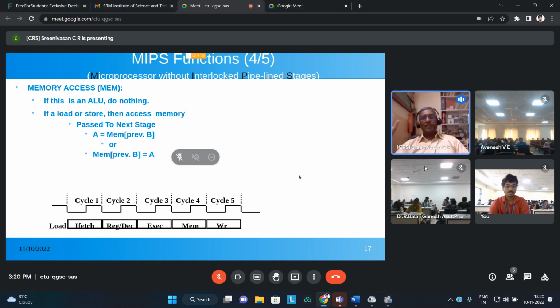Then the ALU does nothing, it's just keeping the results ready. It's waiting for access to a memory. And once the memory is accessed, then it stores. So we can say A equal to memory previous B. I'm just taking an example here. This is not from any textbook, it's an example. I'm just saying, okay, it is stored in my ALU, and hence I'm bringing that data into this memory address.